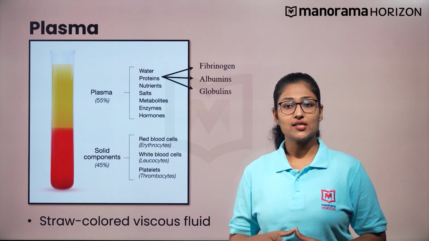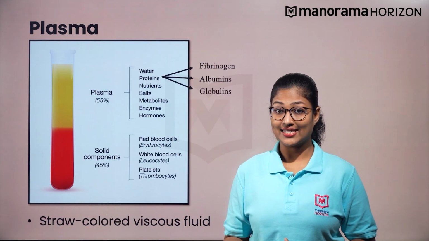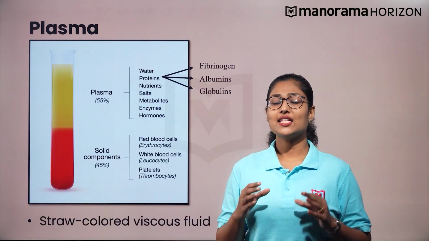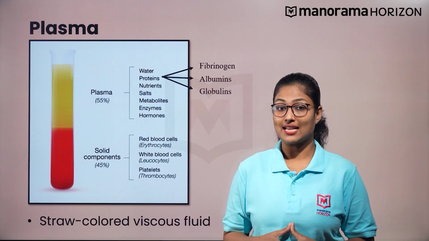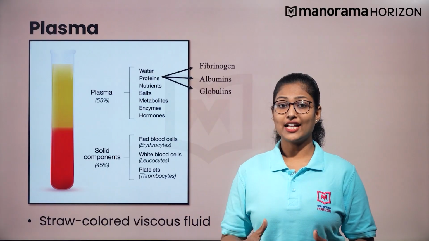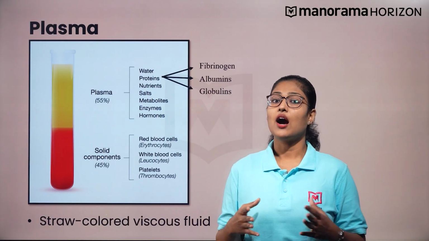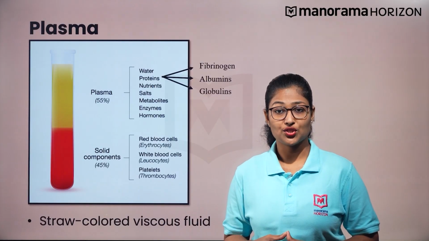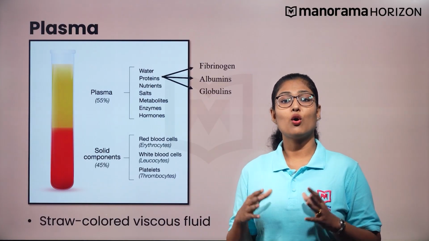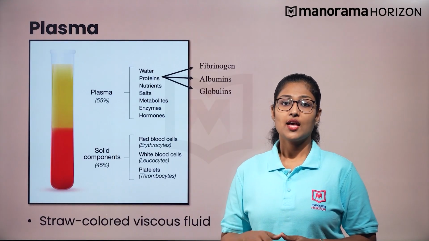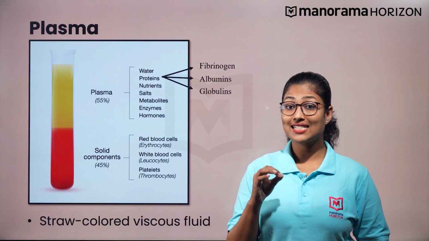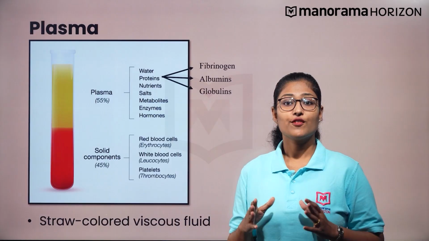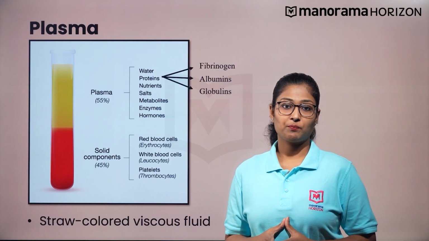Other than proteins, nutrients, enzymes, metabolites and small amounts of mineral ions like sodium, calcium ions and chlorine are also found in plasma. The factors for coagulation or clotting of blood are also present. If the plasma lacks these clotting factors, we will call it serum.